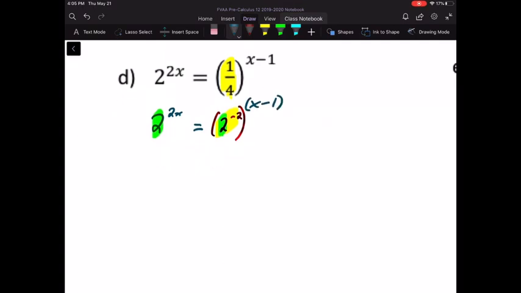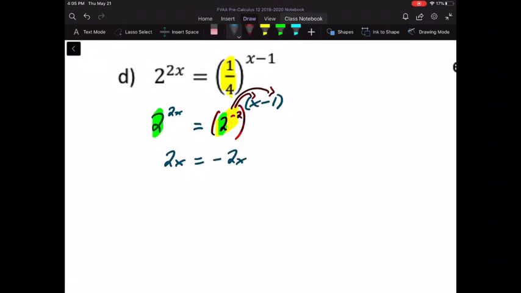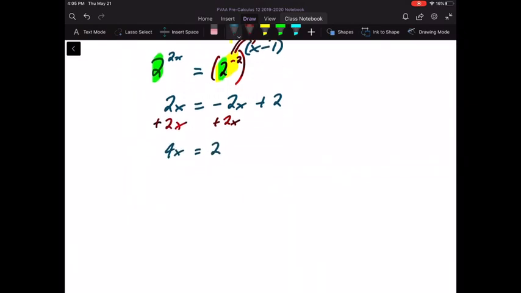All right, and then from here, because I have matching bases, I can make my exponents equal to each other. So this is 2x, okay, and then again, that negative 2 needs to be distributed into this fraction here, which gives me negative 2x plus 2. All right, and then from there, plus 2x, plus 2x, I get 4x is equal to 2. And then x is equal to 1/2. Okay?